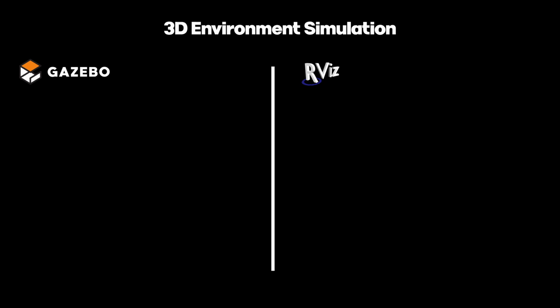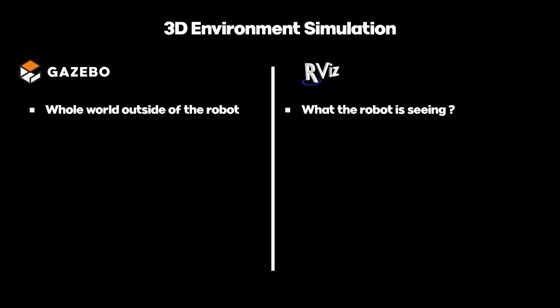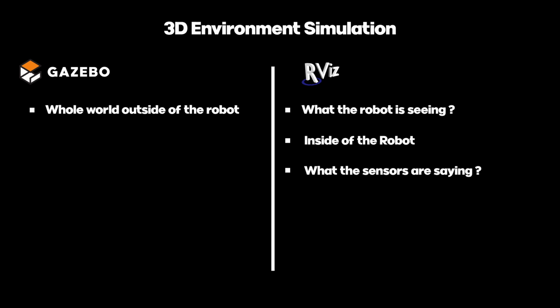So the next step should be 3D environment simulation. We need to understand the difference between Gazebo and ROS. ROS is what the robot is actually seeing. Gazebo is the whole world. It's outside of the robot. ROS is inside of the robot. What the sensors are saying, ROS tells us. What the world is interacting with, Gazebo tells us about that.